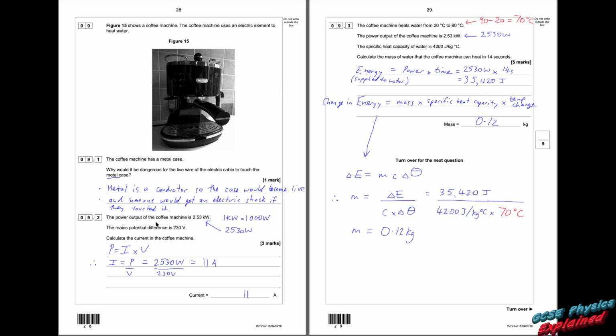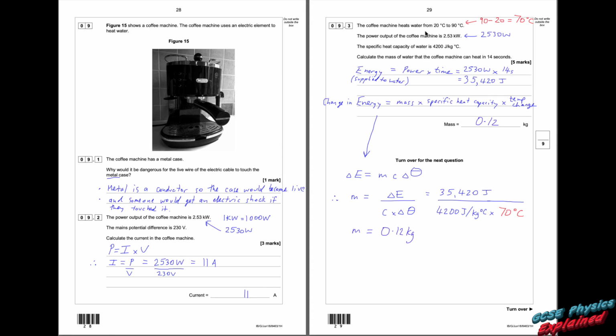The power output of the coffee machine is 2.53 kilowatts. Right, remember a kilowatt is 1000 watts, so let's immediately convert that into watts. The mains potential difference is 230 volts. Calculate the current in the coffee machine. So we've got the power, we've got the voltage, we need the current, so we'll just use the equation P equals IV. Rearrange it, put the numbers in, out pops the current, 11 amps. That seems reasonable, yeah.